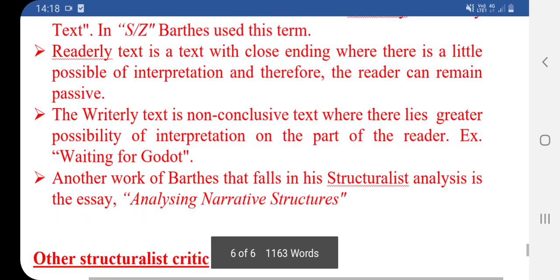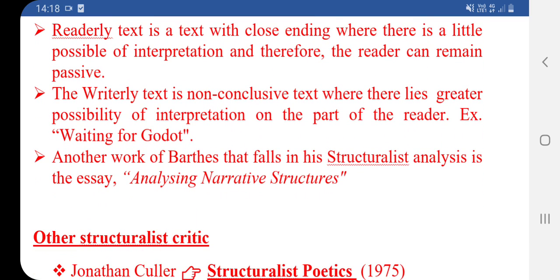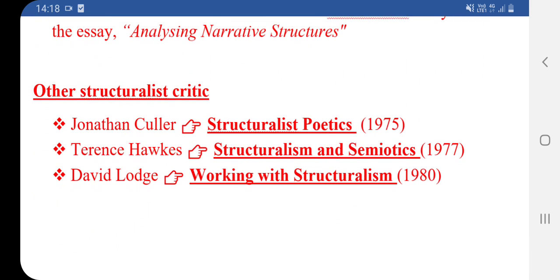Another work of Barthes that falls in his structuralist analysis is the essay Introduction to the Structural Analysis of Narratives. Just remember the name of the text. Then next, let us move on to the other critics.